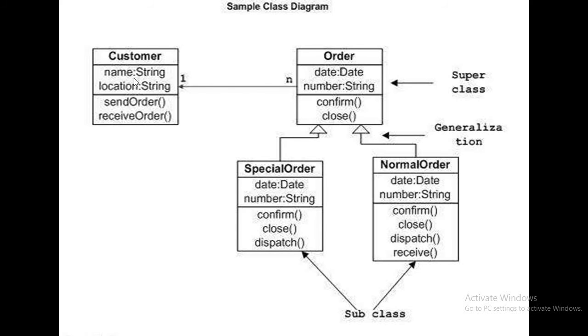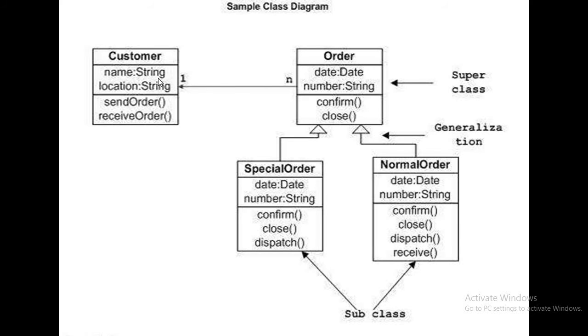Okay. Second compartment. The second compartment represents the attributes of the class. Different attributes means different properties of the class: customer name, customer location, order date, order number.